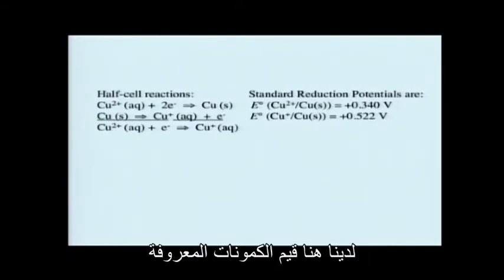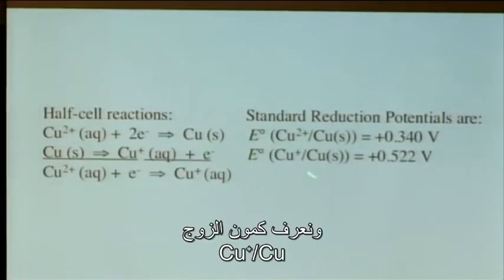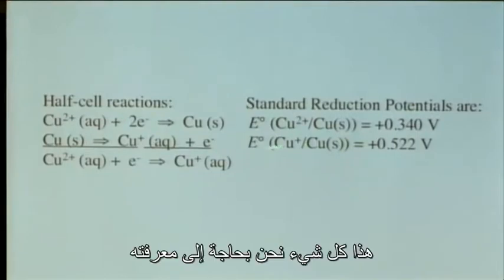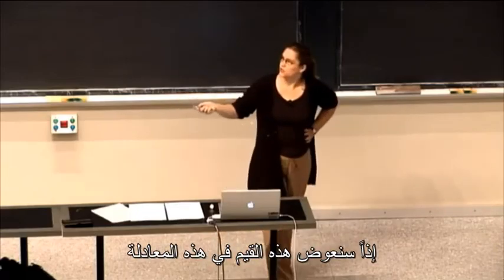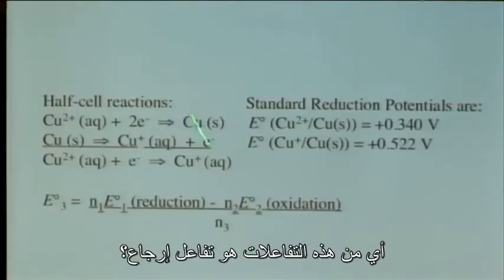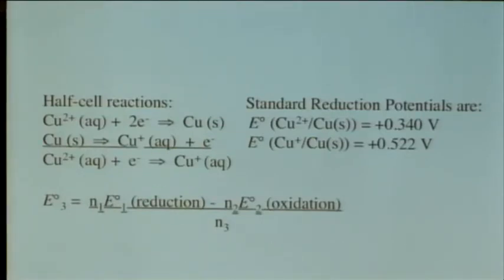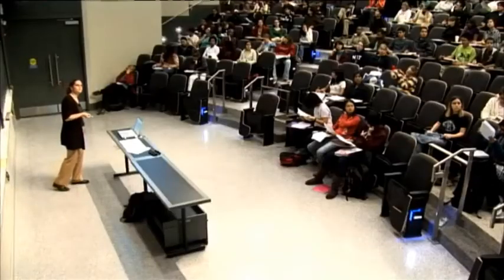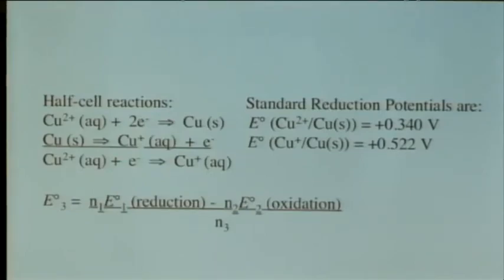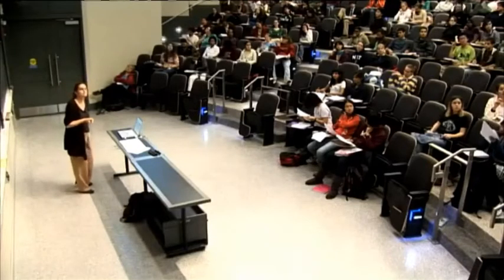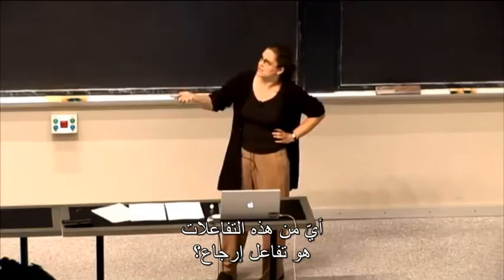So here we have the known values. We know the couple for copper 2 to copper 0. We know the couple for copper 1 to copper solid. And this is what we want to know. So we can use this equation. Which of these reactions is the reduction? What value am I going to put in here? Which of these goes into the reduction? Which of these is a reduction reaction?